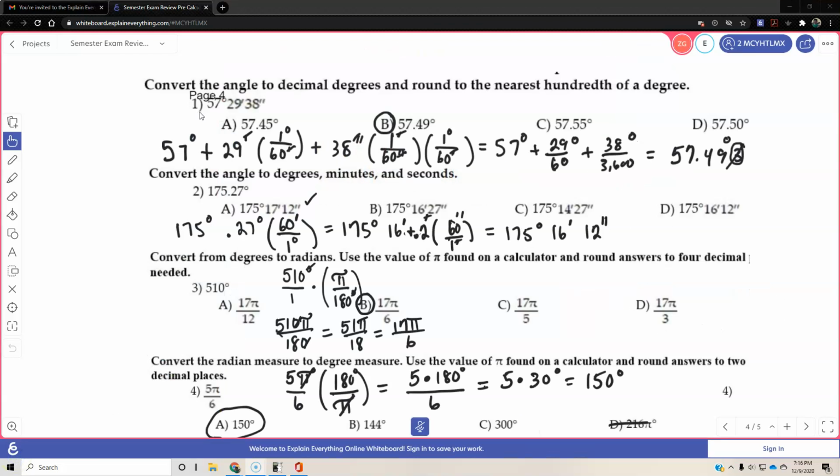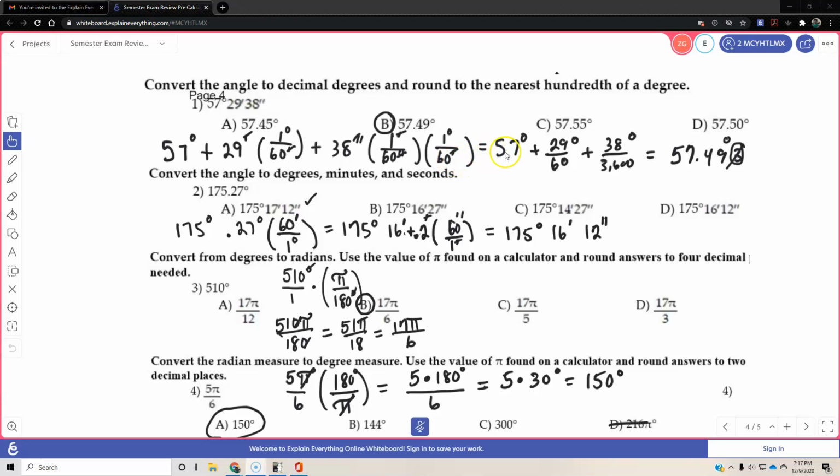So we're doing problem 1 on page 4. It says convert the angle to decimal degrees and round to the nearest hundredth of a degree. We have 57 degrees, 29 minutes, 38 seconds. So this is the way you want to write it. You have 57 degrees plus 29 minutes, and we know that 1 degree is 60 minutes, plus 38 seconds. We know that 1 minute is 60 seconds, and 1 degree is 60 minutes.